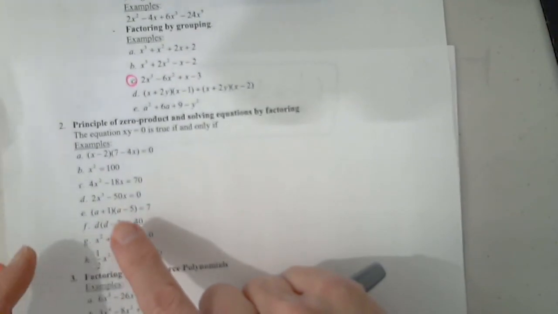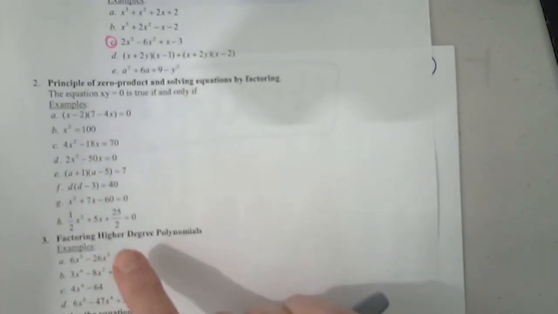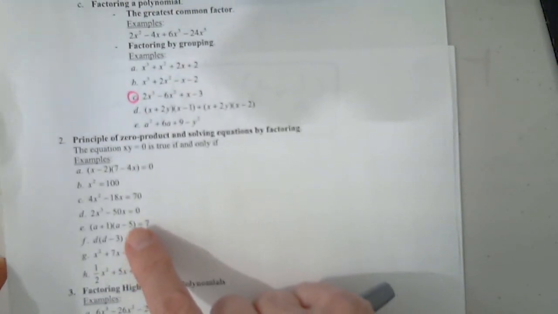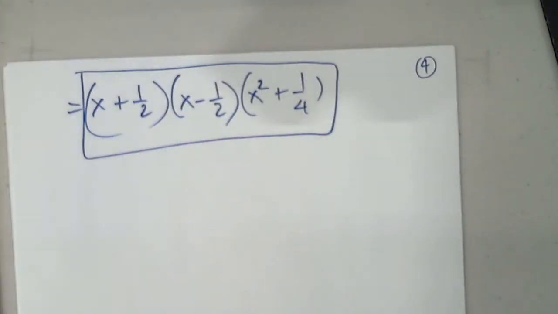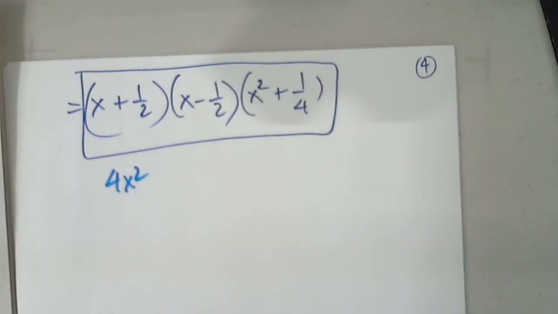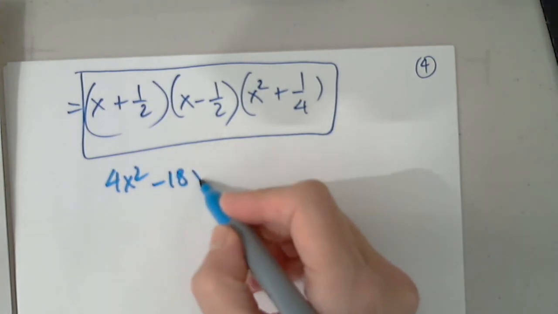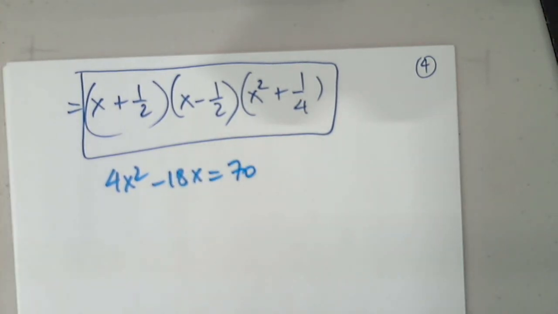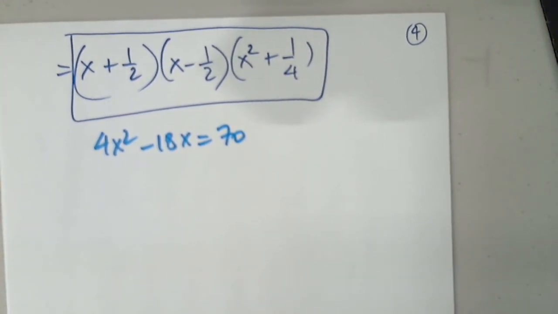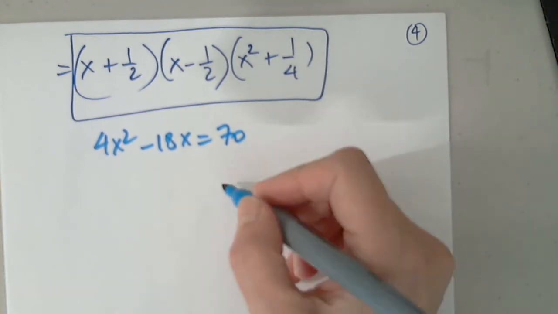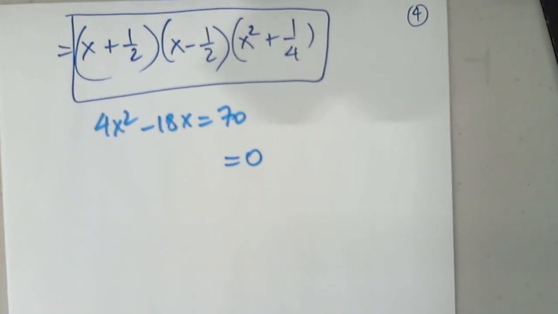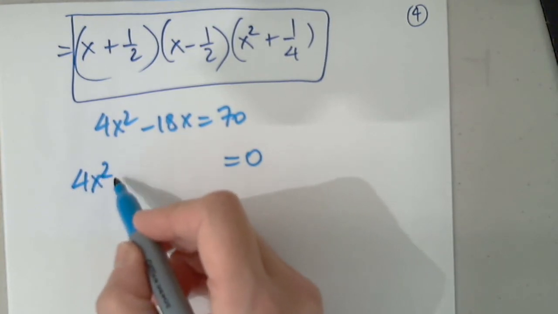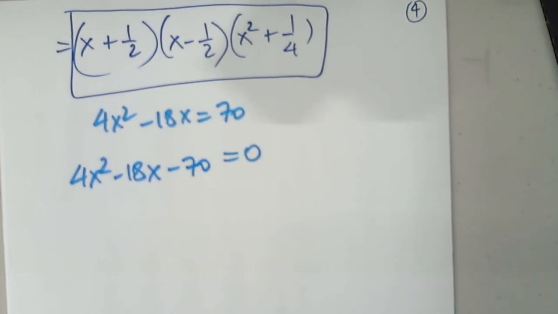A question like number 4 would be more difficult, but it's a good example. So this is 4x squared minus 18x equals 70. So when we try to solve quadratic equations like this one by factoring, if I don't have 0 on one side and don't change it into a product, I won't be able to solve. So then I have 4x squared minus 18x minus 70.